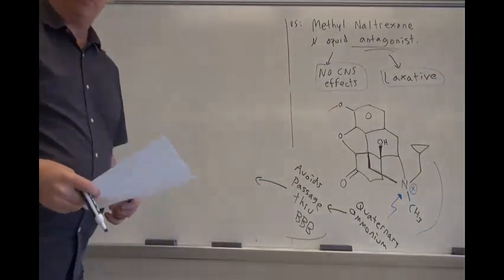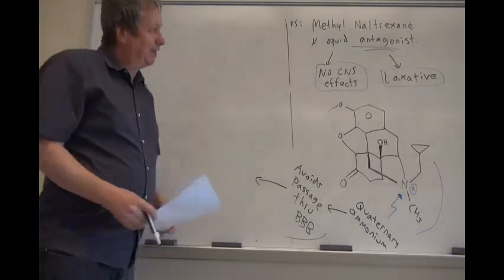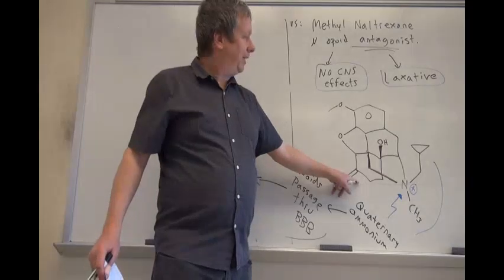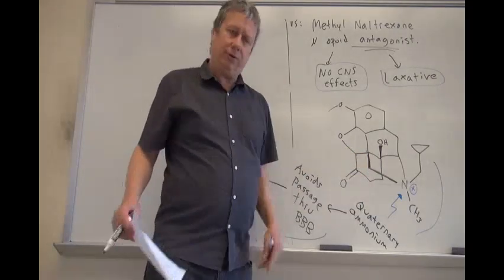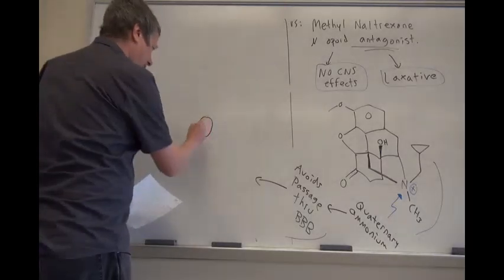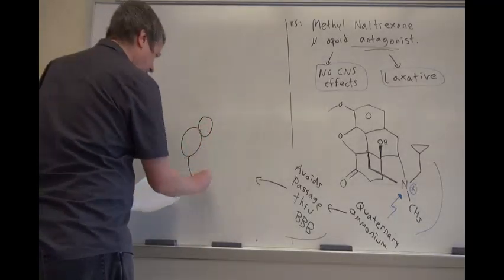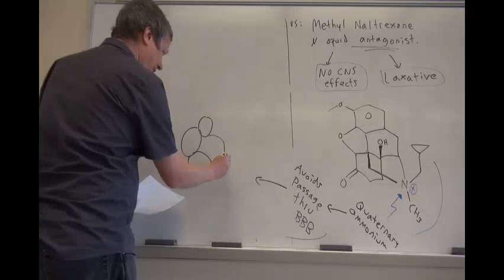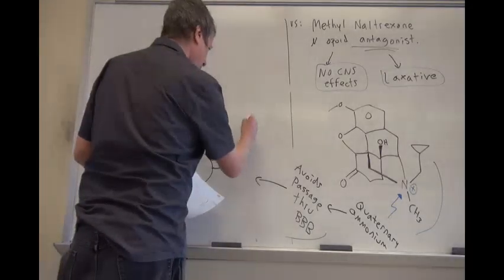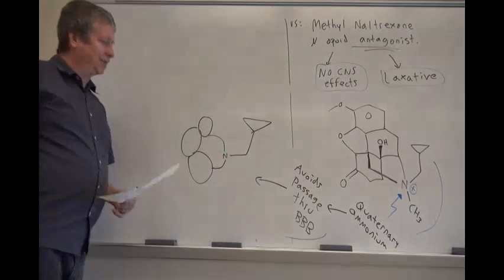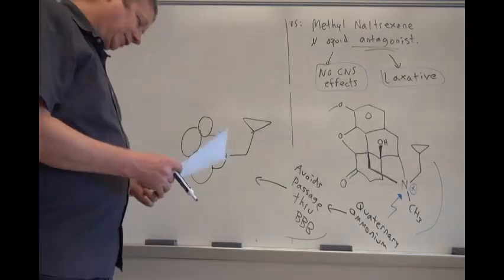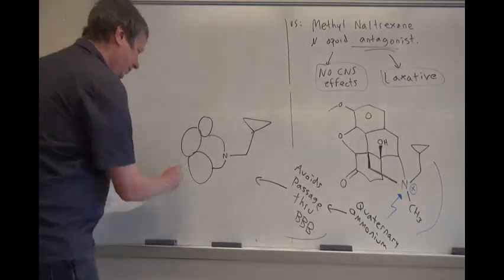Then a question might be, what might happen if you take this molecule and get rid of the methyl? A way to draw that in an abbreviated fashion is like this. We have a couple rings, we have a nitrogen, you have a methyl cyclopropane, in an abbreviated structure. So this molecule is called naltrexone.